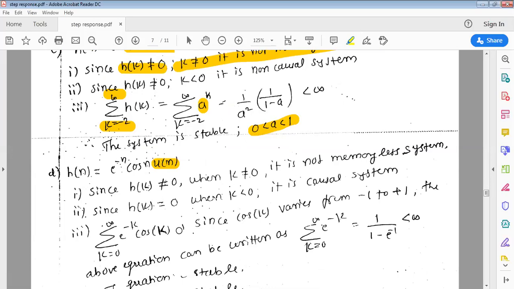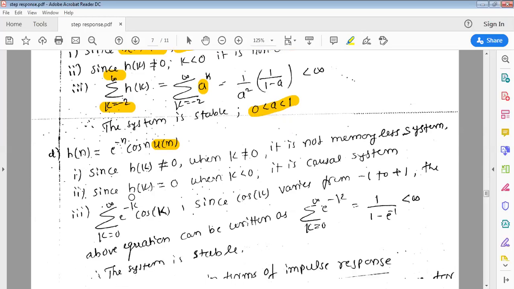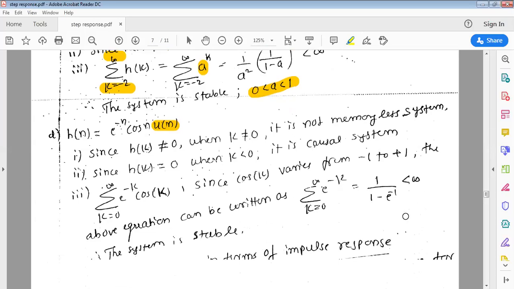So the maximum cos can generate is either plus 1 or minus 1. So assuming that cos of k is constant, what happens? It is the summation of e power minus k. So that will become 1 by 1 minus e power minus 1, that is 1 by 1 minus a. The maximum value which can be generated by the function, assuming in all cases cos of k is equal to 1, is this much only. 1 by 1 minus e power minus 1, which is less than infinity. Therefore, the system is stable.